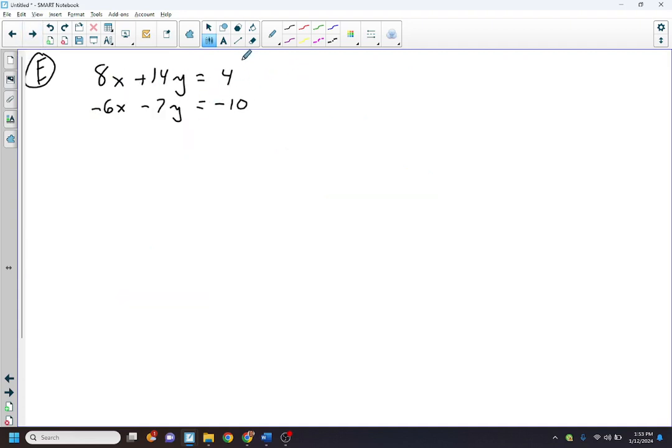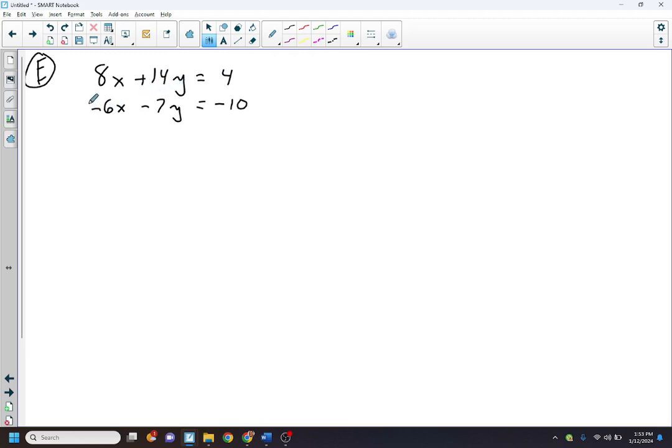This one, we first check if they're lined up. X's, Y's, equal sign, normal numbers, good. Now we check if the numbers match. The problem here, or coefficients match. 8 and negative 6 doesn't match. 14 and negative 7 doesn't match. So what we need to do is make them one in a match.